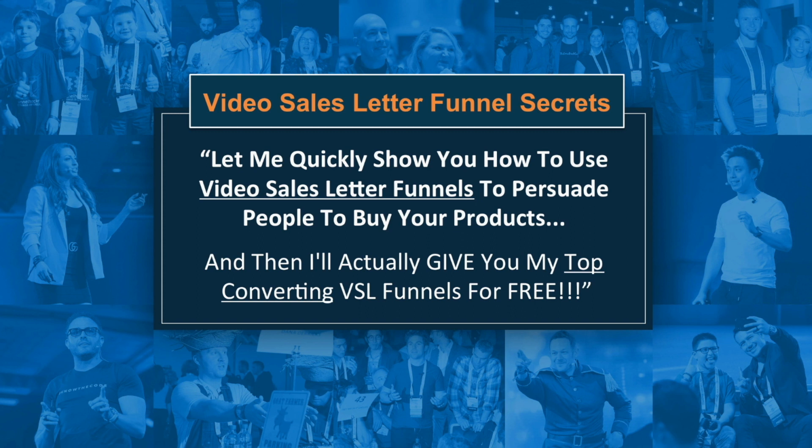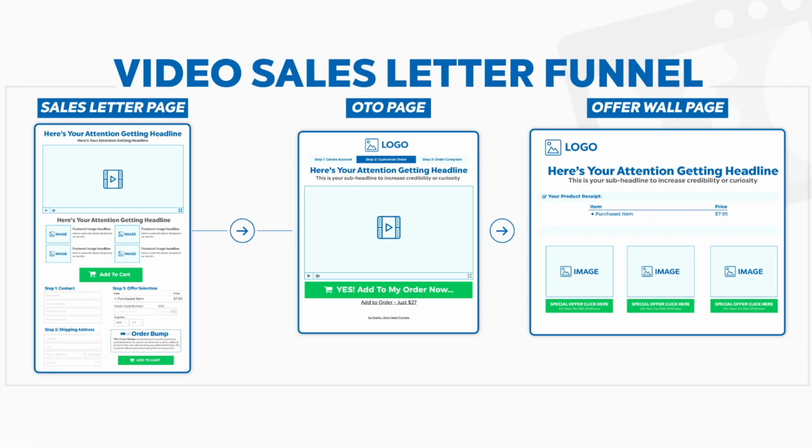The first thing I want to do is whiteboard out what a VSL funnel looks like so you can understand conceptually what it is. Okay, this is kind of what it looks like. It's very simple. It's very easy. The first page, you have a video that sells your product, your service, and then down below there's an order form someone can fill out to actually buy your product.